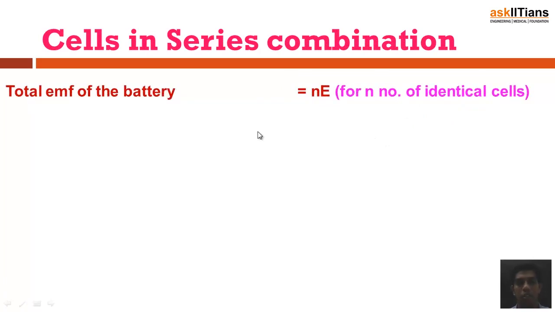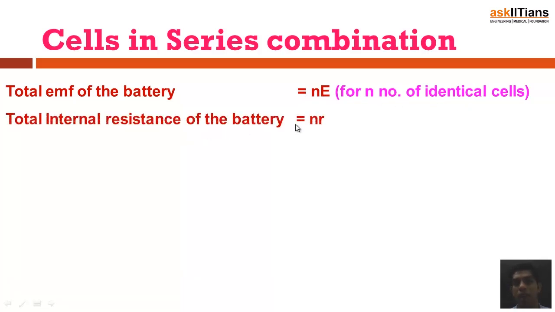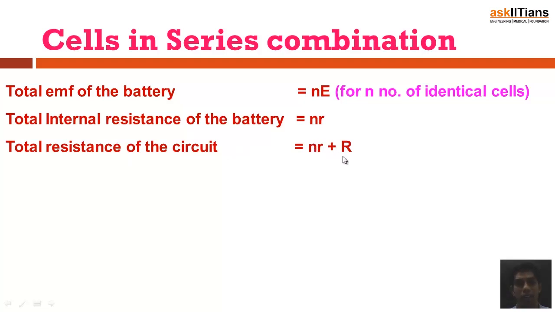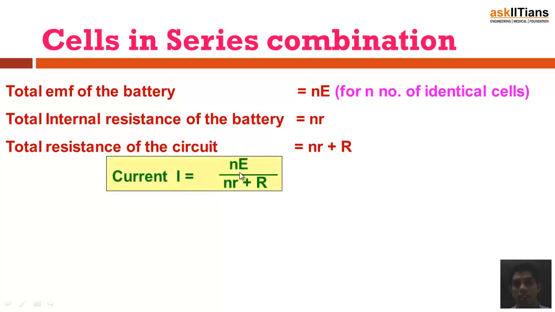So now we'll just evaluate the different things which we know of. The total EMF of the battery will be nE, n being the number of identical cells. The total internal resistance of the battery will be nr, n again being the number of identical cells, and r being the internal resistance of each of these cells. The total resistance of the circuit will be the net internal resistance plus the external resistance. And the current in the circuit will obviously be given by the total EMF of the battery divided by the total resistance.